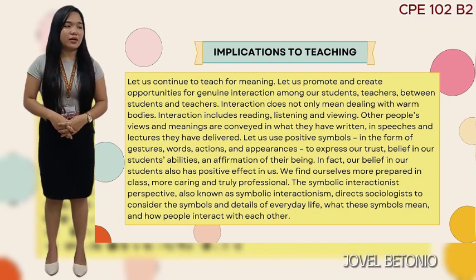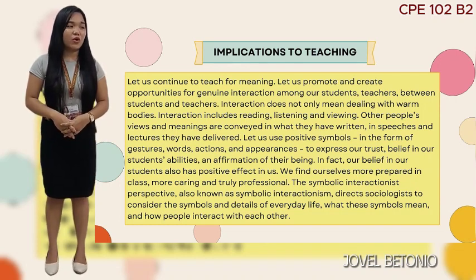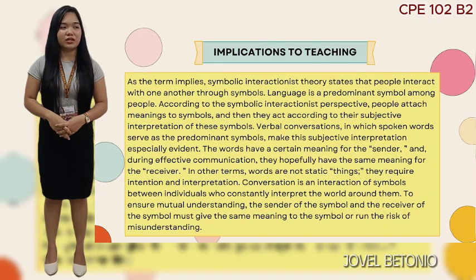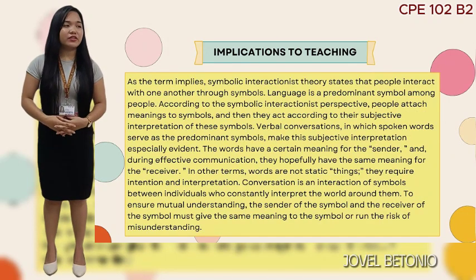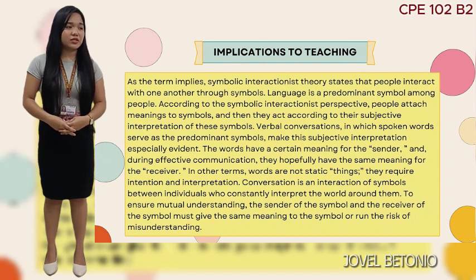The symbolic interactionism perspective, also known as symbolic interactionist, directs sociologists to consider the symbols and details of everyday life, what these symbols mean, and how people interact with one another. As the term implies, symbolic interactionist theory states that people interact with one another through symbols. Language is a predominant symbol among people. According to the symbolic interactionist perspective, people attach meaning to symbols, and then they act according to their subjective interpretation of these symbols. Verbal conversation in which spoken words serve as the predominant symbols makes this subjective interpretation especially evident.